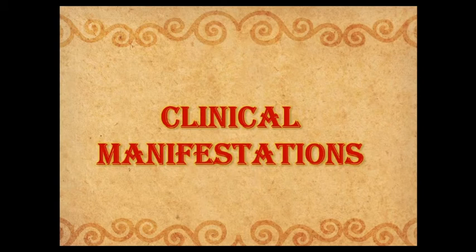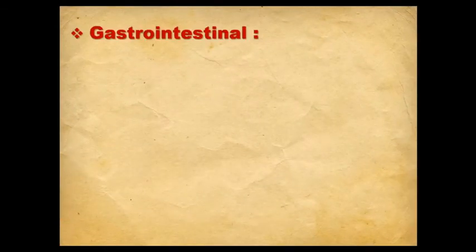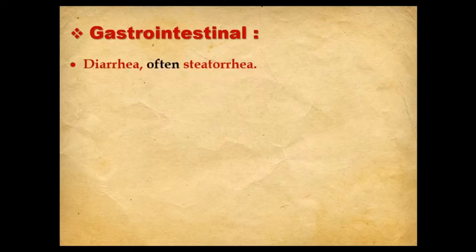And now we will go to the clinical manifestations of the malabsorption. The problem is inside the GIT. So we have gastrointestinal manifestations, and we may have extra-intestinal manifestations. Firstly, we will talk about the gastrointestinal. What happens locally in the GIT in cases of malabsorption? Firstly, there will be diarrhea.